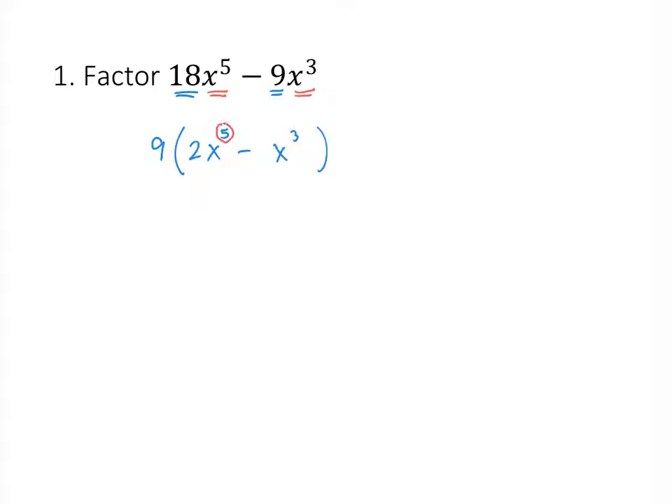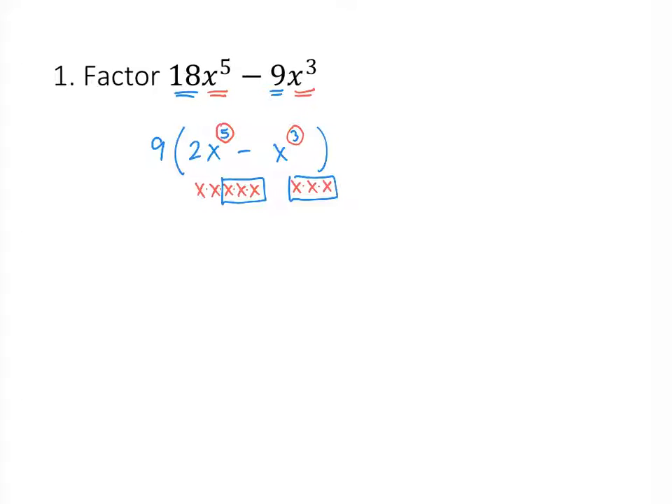So to see what the common factor between the x's is, I'm going to look at the exponents. So x to the fifth means x times x times x times x, x multiplied by itself 5 times. And x cubed means x times x times x, x multiplied by itself 3 times. So the common factor there would be x to the third. 3 x's is what they have in common.